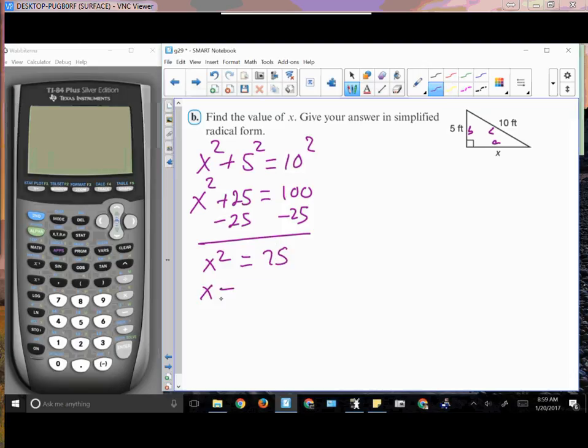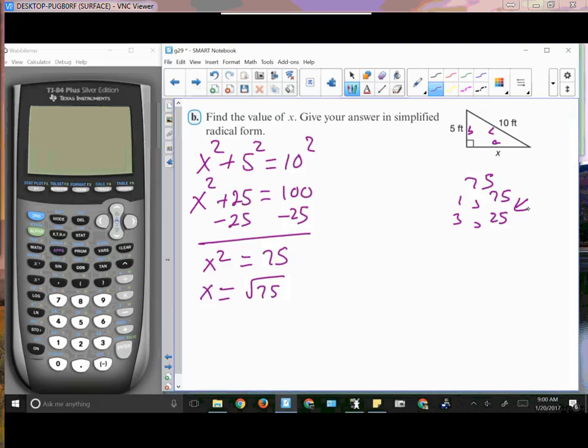So I need x to be equal to the square root of 75. Now, does 75 have any perfect squares as factors? Well, we've got 75, which is 1 and 75. 2 doesn't go into it. 3 and 25. Boom. Is 25 a perfect square? Can I stop? Will there be a larger perfect square than 25? No. So I know that x is going to be equal to the square root of 25 times 3. So I could say that x is equal to, what's the square root of 25, by the way? So this would be 5 square root 3.